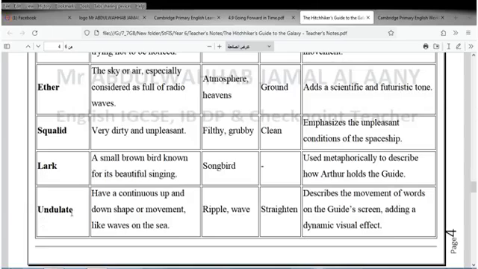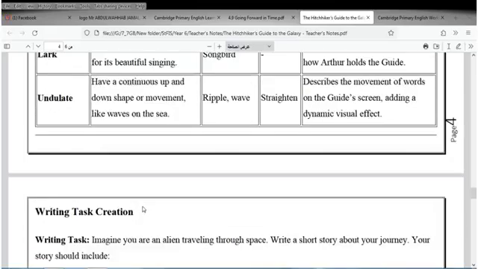Undulate: to have a continuous up and down shape or movement like waves on the sea. It is to ripple, to wave, and the antonym is strengthen or straighten. Yes, the usage, the effect, is to describe the movement of words on the guide screen, adding a dynamic visual effect.